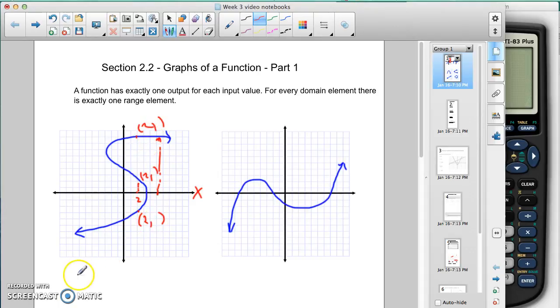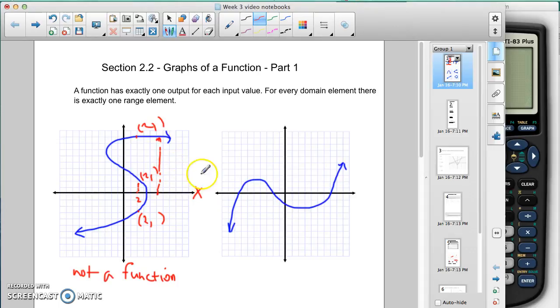So this one is not a function. This is not a function because we have more than one value. It's not a function, because it has more than one value.